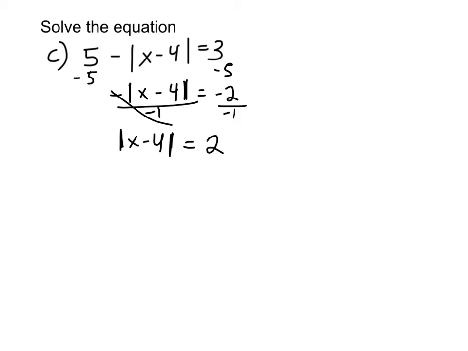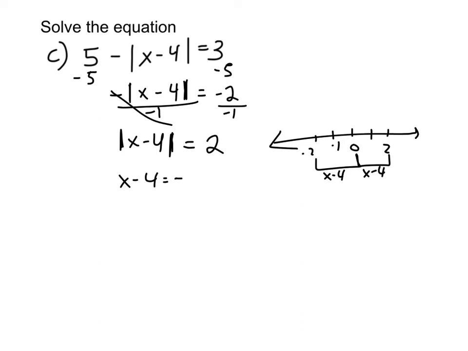Unlike the previous example, where the absolute value equaled some negative number, now we have the absolute value equals some positive number. So this is very similar to the first example, example A, at this point. Here's 0, 1, 2, negative 1, negative 2. So the distance is 2, and the equation is x minus 4. So x minus 4 either equals negative 2 or x minus 4 equals positive 2, because the distance from 0 is 2.